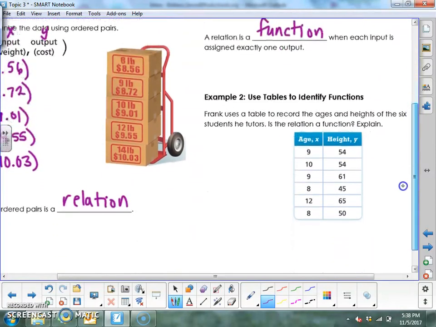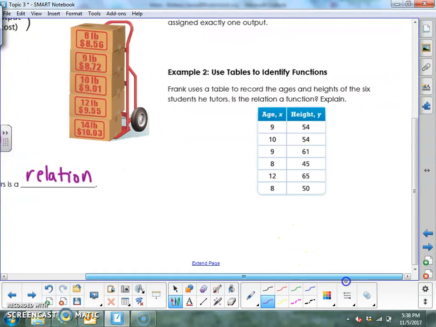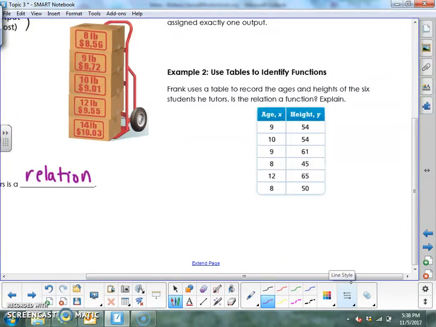All right, example 2, using tables to identify functions. So this is another way that you can look at functions. So for this, you're going to see if each input has its own output. So Frank uses this table to record the ages and heights of 6 of the students he tutors. Is this relation a function?